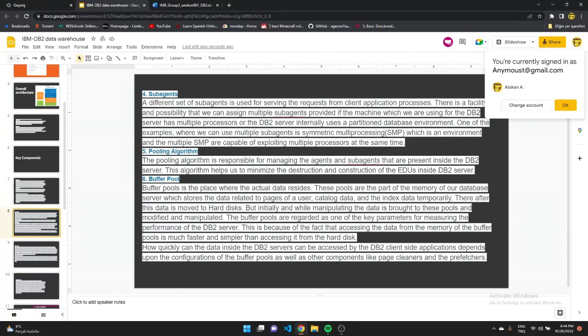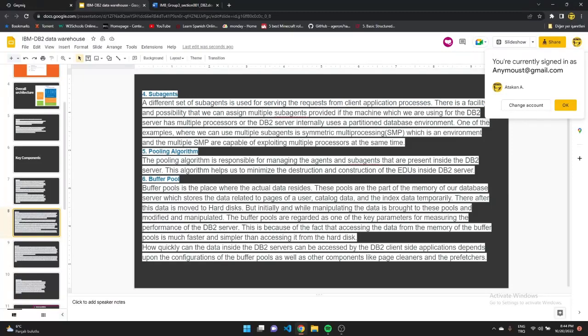The DB server internally uses a partitioned database environment. One of the examples where we can use multiple subagents is symmetric multiprocessing, SMP, which is an environment where multiple SMPs are capable of exploiting multiple processors at the same time. Again, they have to coordinate, otherwise it won't go fast.